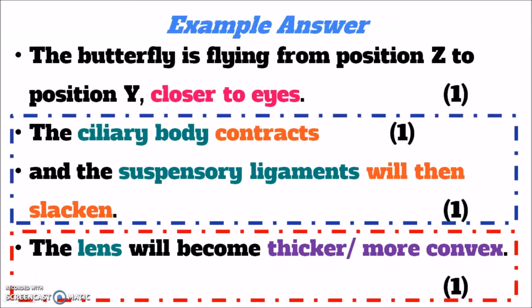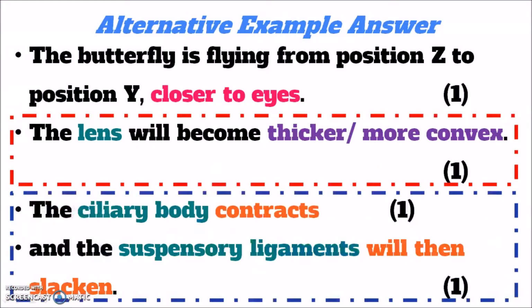If you need to state how the lens thickness is changed, you can either talk about the mechanism in the blue box or talk about the result in the red box first. The most important thing is that you need to clarify the cause and effect. The lens thickness is changed by the ciliary body and suspensory ligament. You can also mention the change of the lens thickness first. Then you present the mechanism brought about by the eyeball structures.